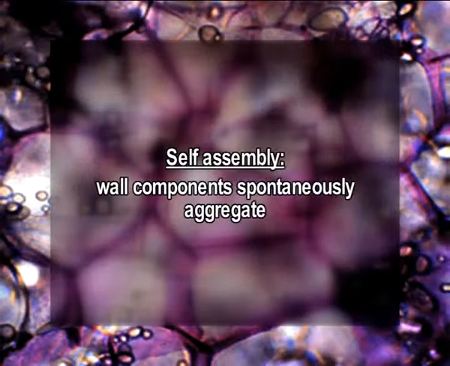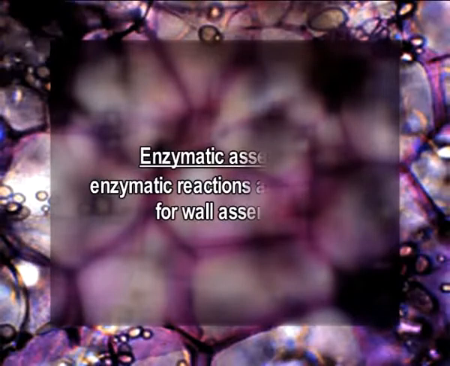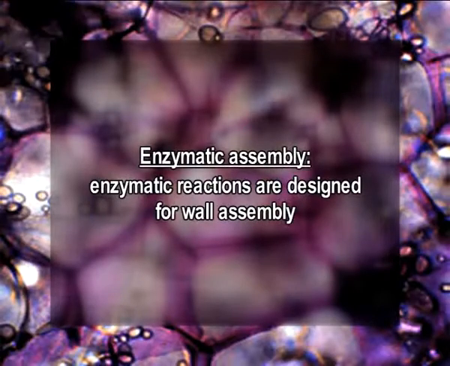Two methods seem likely. First, self-assembly. This means that wall components spontaneously aggregate. And second, enzymatic assembly. Various enzymatic reactions are designed for wall assembly. For example, one group of enzymes stitches xylans together in the wall to form long chains. Oxidases may catalyze additional cross-linking between wall components, and pectin methyl esterase may play an important role.